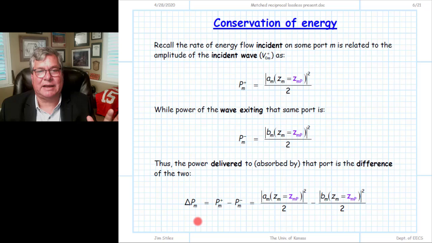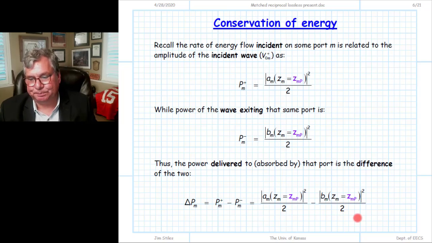We have incident, we have reflected. The difference is really the physical rate at which energy is entering a port or exiting a port, not associated with the incident wave or reflected wave, but in fact the difference of those two values, which are provided here.